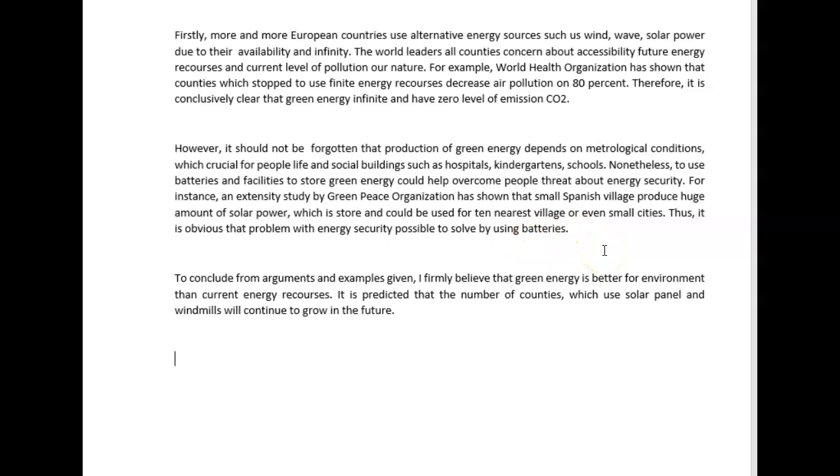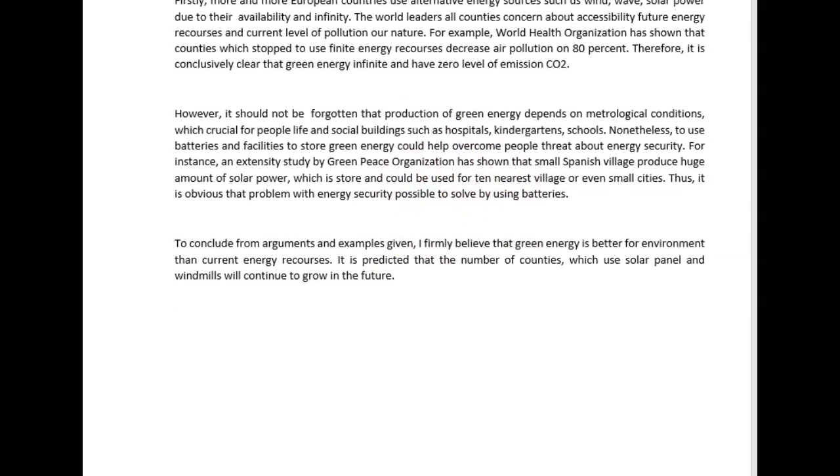All right, that's not what you're supposed to be developing here. You're supposed to be developing why people think energy security is a problem, how green energy is related to this. Why do people think that it may create a problem with energy security, and not how it can be solved with batteries. That's not what they're asking you about. So this, again, is a little off topic.